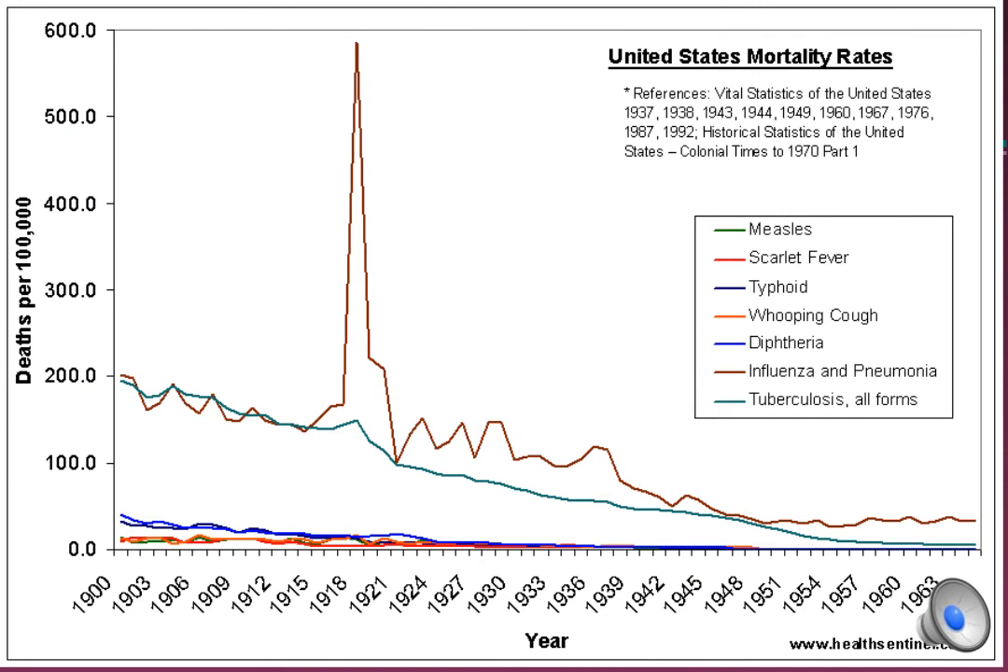This shows the U.S. mortality rate. You can see the huge spike from influenza in 1917 or 1918 due to the Spanish flu epidemic, but a very rapidly downward trending line from other infectious diseases.